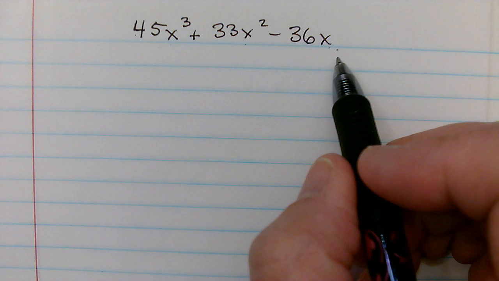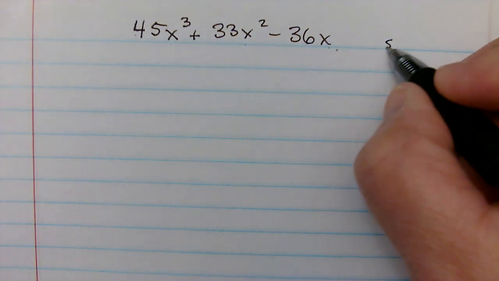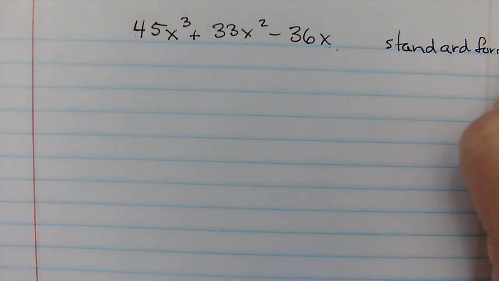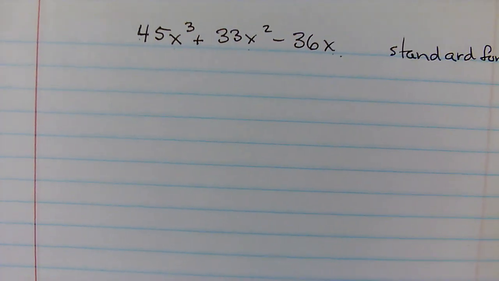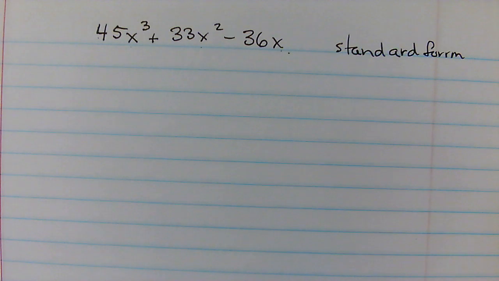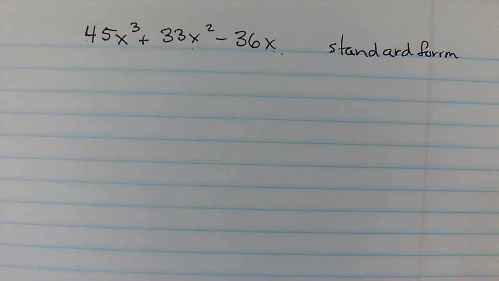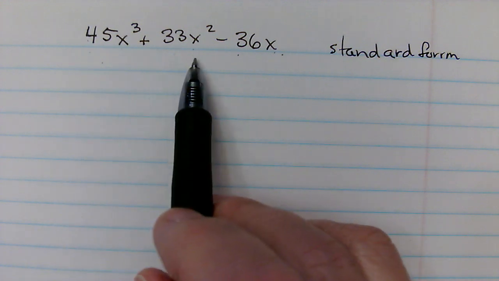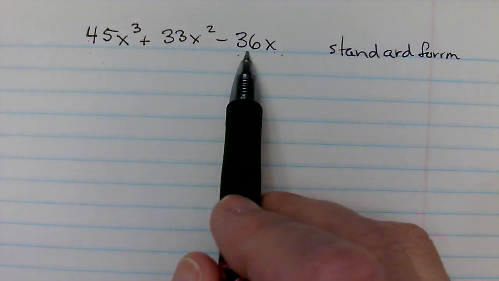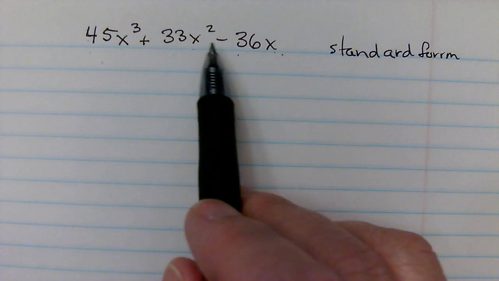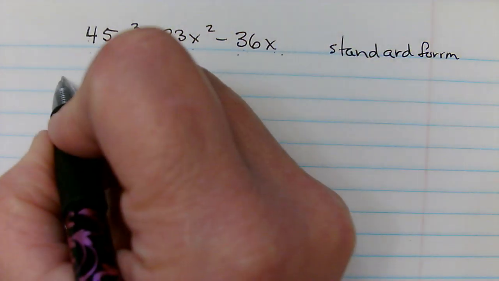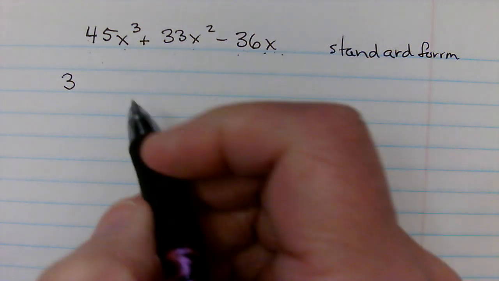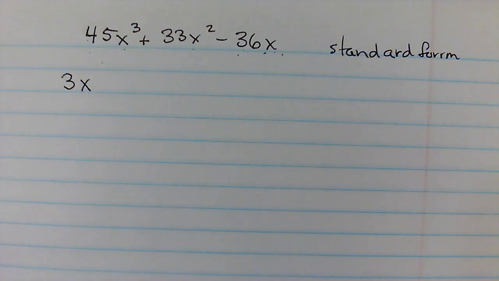After it's in standard form, the next thing you want to do is look for a common factor. In other words, is there a number and/or variables that divide into all three of these terms? Well, when I look at 45, 33, and 36, I'm pretty sure that 3 will divide into all three of those. And I notice that all three terms have at least one x in them, so x is also a common factor.